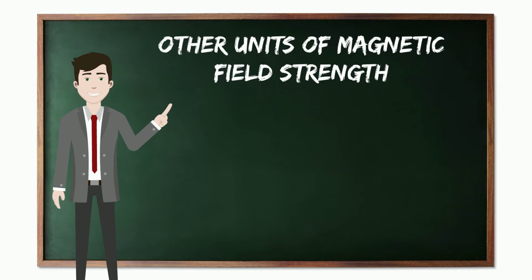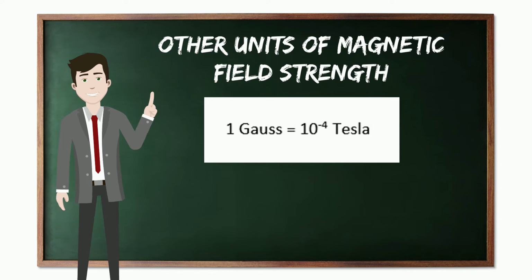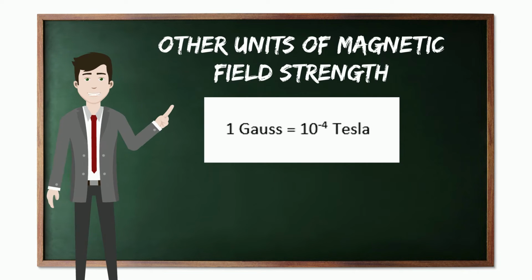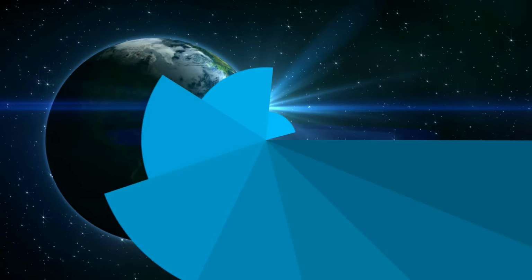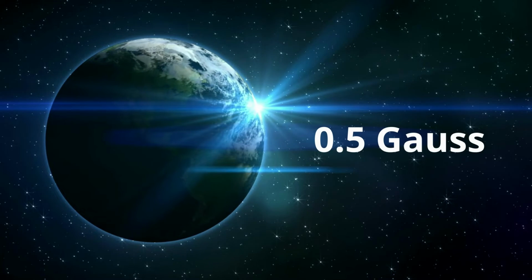The other unit for magnetic field is Gauss. 1 Gauss equals 10 to the power minus 4 Tesla. This unit system is often used when talking about small magnetic fields, but it is not the SI unit system. Thus, the Earth's magnetic field is around 0.5 Gauss.